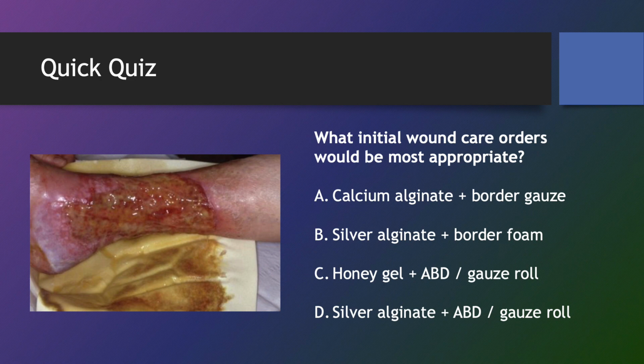C, honey gel plus ABD and gauze roll, is partially correct in that the ABD and gauze roll have the most absorptive properties. However, remember honey gel is for low to moderately exudative wounds. So that leaves us with D, silver alginate plus ABD and gauze roll, both of which would be appropriate for this highly draining and likely infected wound.